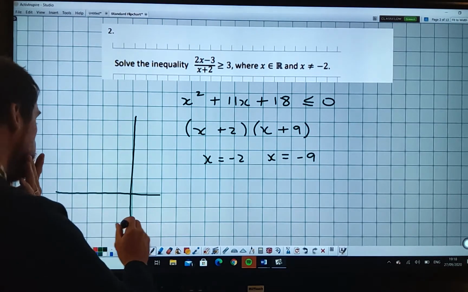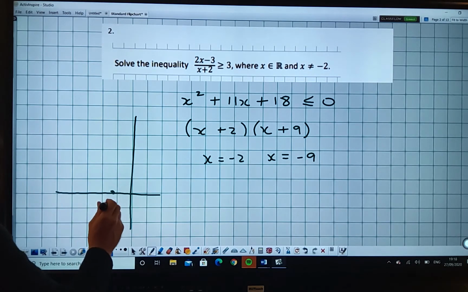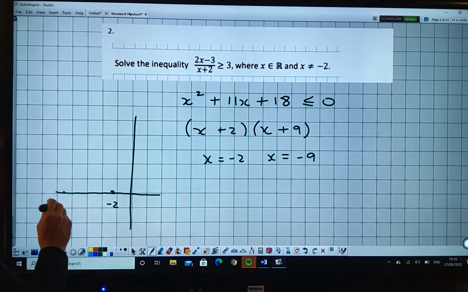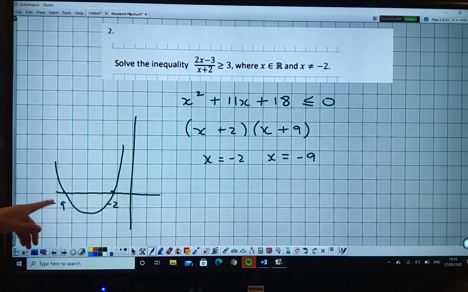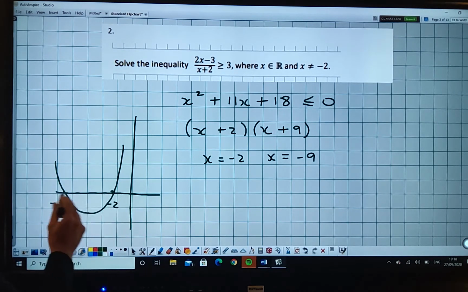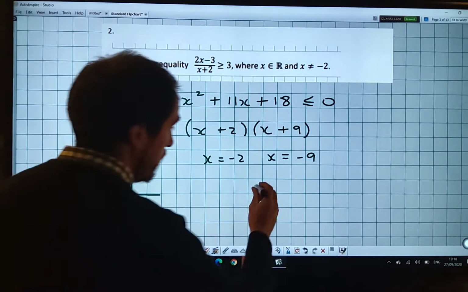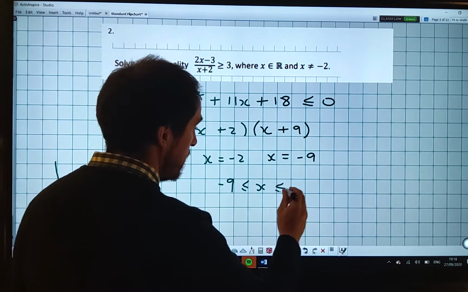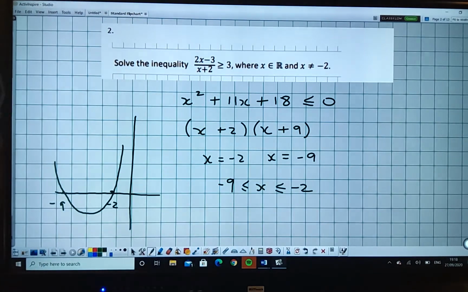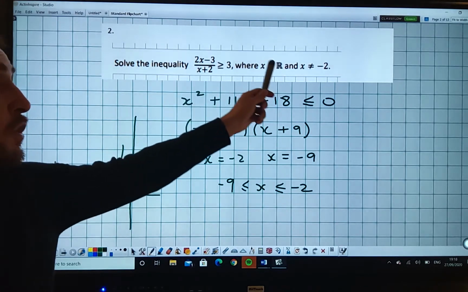right? That's minus 2 and that's minus 9. And that's a rough graph. So it's basically going to be less than 0 when x is between minus 2 and minus 9. So I can say from that x is greater or equal to minus 9, less than or equal to minus 2. So you see, when I work this out, this is what I got.